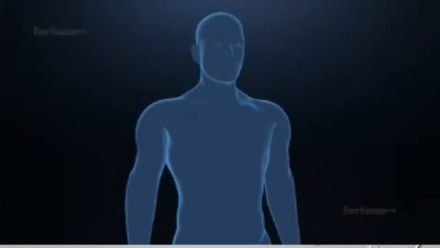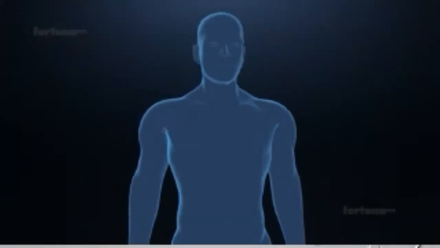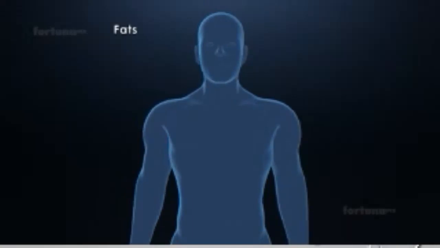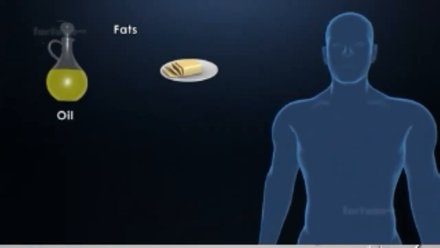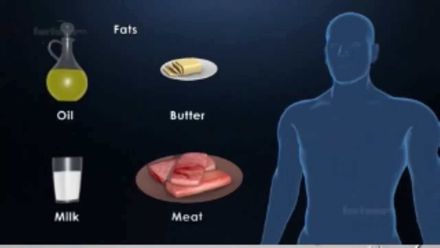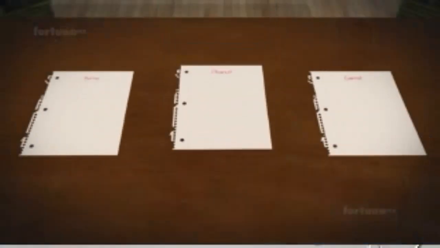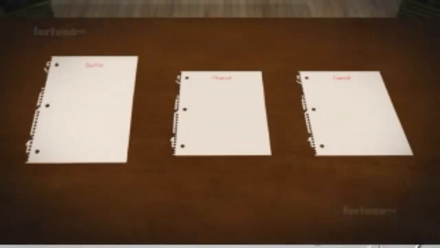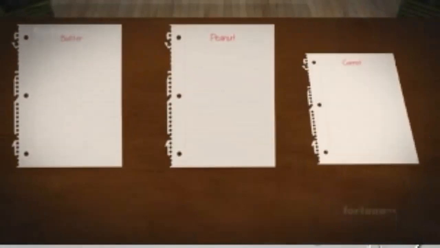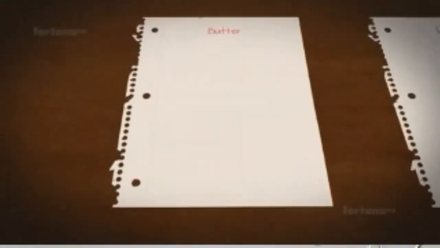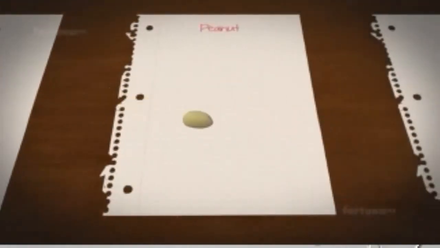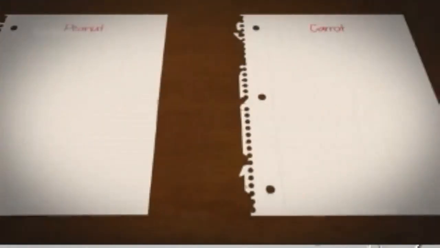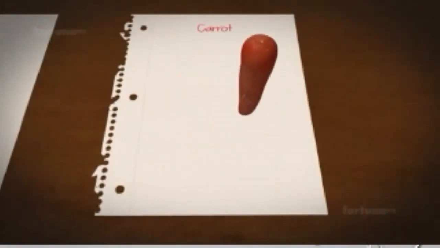Now let's find out how we can test for fats in food. Fats provide energy and are necessary for our bodies. They can be found in foods such as oils, butter, milk, and meat. To test for fats, we need 3 sheets of notebook paper. Label the pages as butter, peanut, and carrot. On the butter sheet, rub a little bit of the butter against the paper. Similarly, rub a peanut and a cut piece of carrot against their pages.